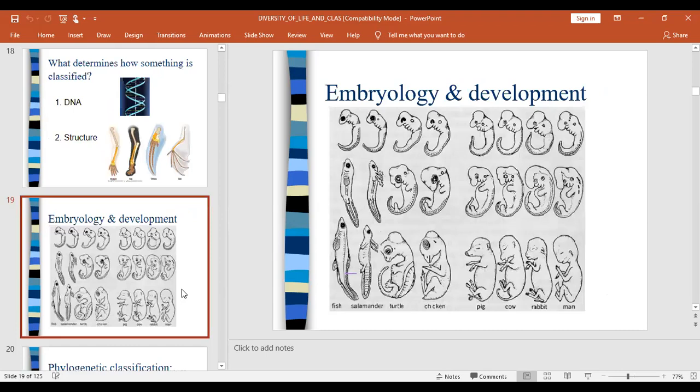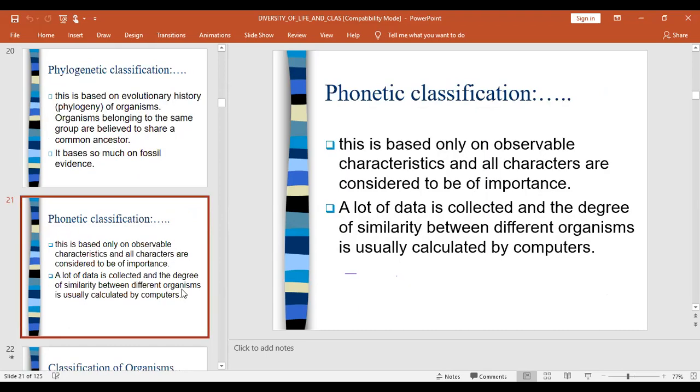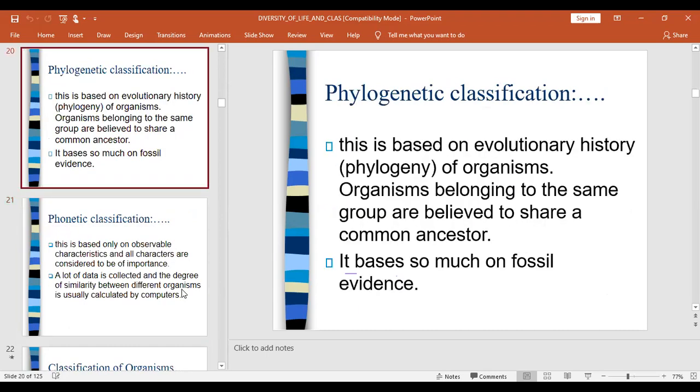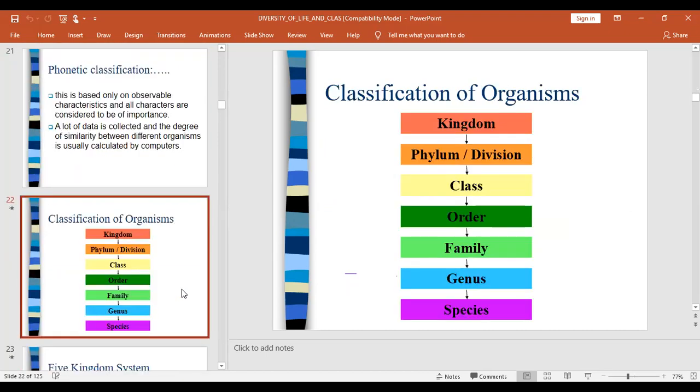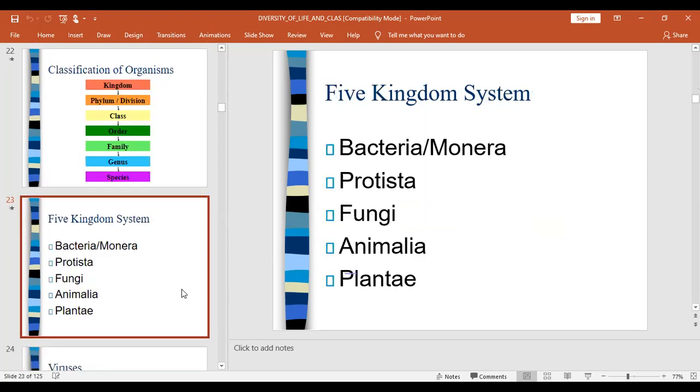Now, we may not go to the details of phylogenetic arrangement classification, but it normally talks about the history of the organisms, and that is only discovered when we look at the fossils. Now, we are going to look at this arrangement of the 5-kingdom system.